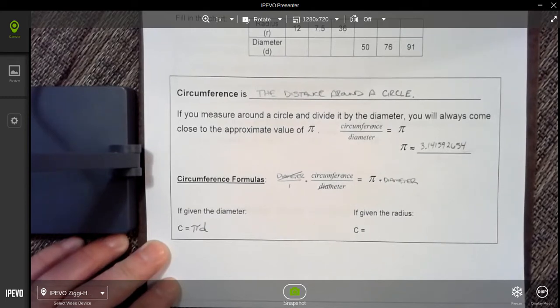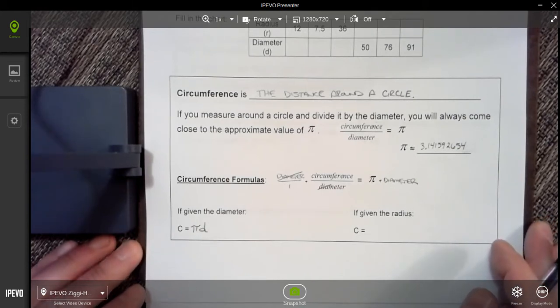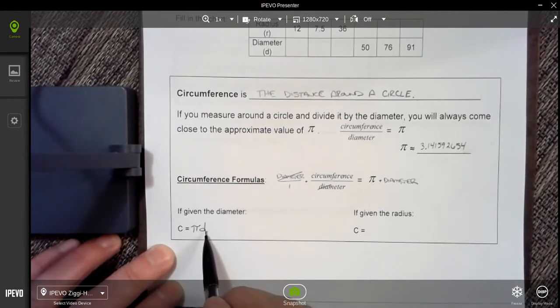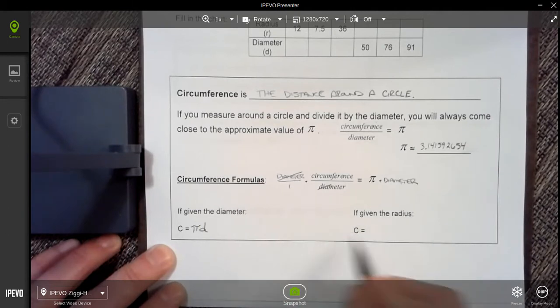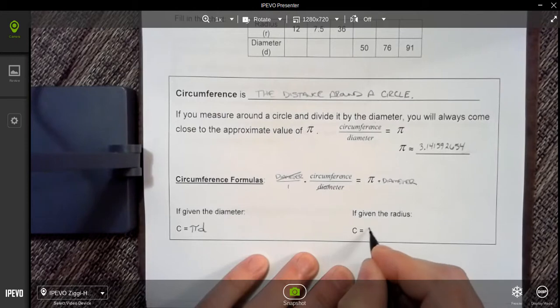Now, what if they didn't give us the diameter? What if they gave us the radius instead? Well, we need to remember from up above, we said that the diameter was equal to 2 times the radius. And so what I could do is use the same formula, but instead of using d for diameter, I could use 2r instead. And so that's going to be a formula that I'm going to use if I'm given the radius. Circumference is equal to 2 pi r.